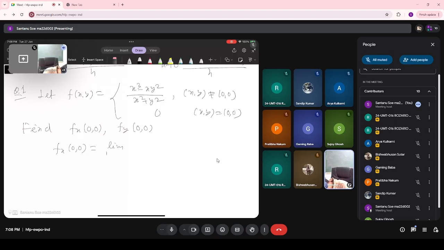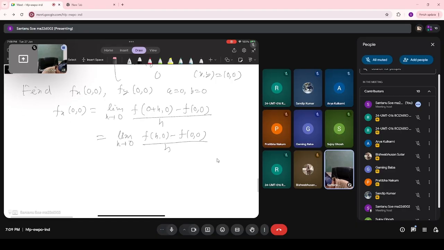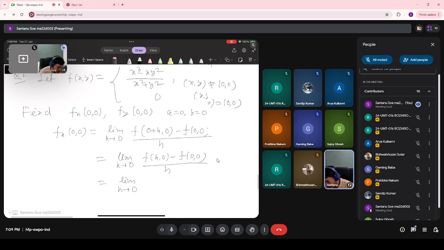So what is fx of 0 comma 0? This is limit h tends to 0 of f of 0 plus h comma 0 minus f of 0 comma 0, divided by h, where a is 0 and b is 0. So this is limit h tends to 0 of f of h comma 0 minus f of 0 comma 0 divided by h. Now what is f of h comma 0?